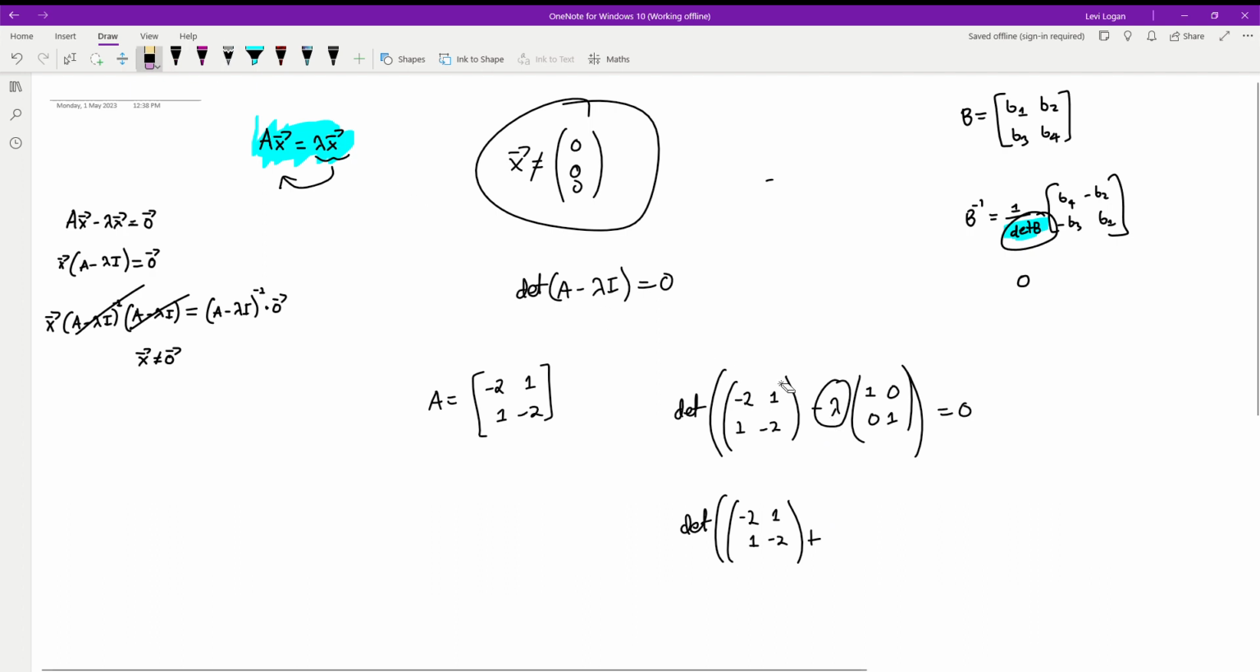So we're going to have pretty much matrix A plus [negative lambda, 0; 0, negative lambda]. Now these stay zeros because negative lambda times 0 is still going to be 0. So we leave it like that. And then we can add these matrices together on the inside because they're the same size.